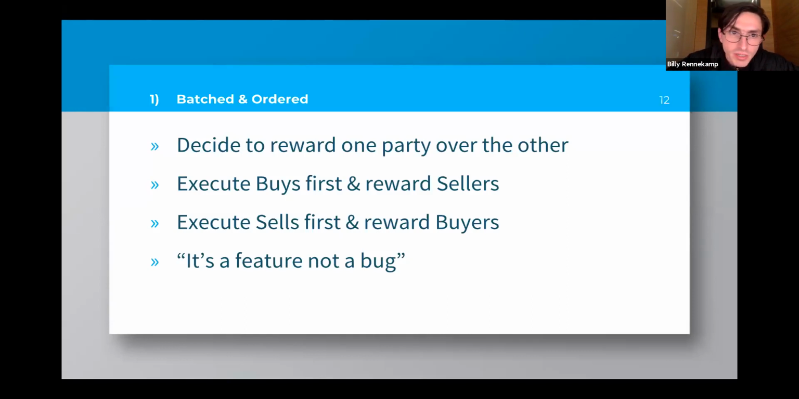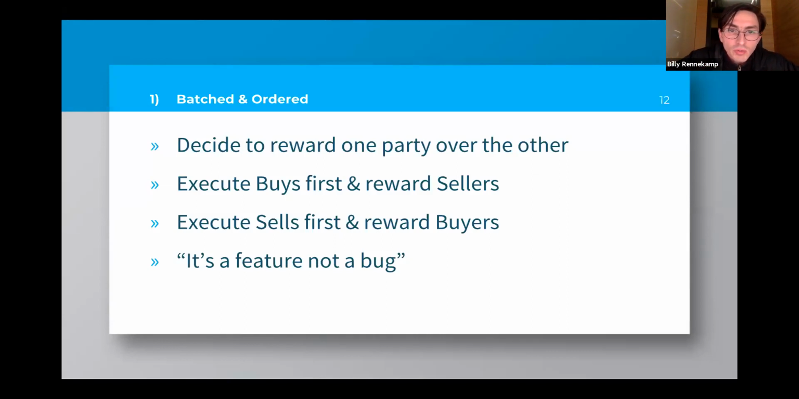And in this first scenario, the batched and ordered, you just decide arbitrarily, okay, we're going to execute all of the buys first, and then we're going to execute all of the sells afterwards. We're going to take the results of each of those, and then we're going to check how much money you put in. Okay, you put in 1/3 of the total, you get 1/3 of the result.